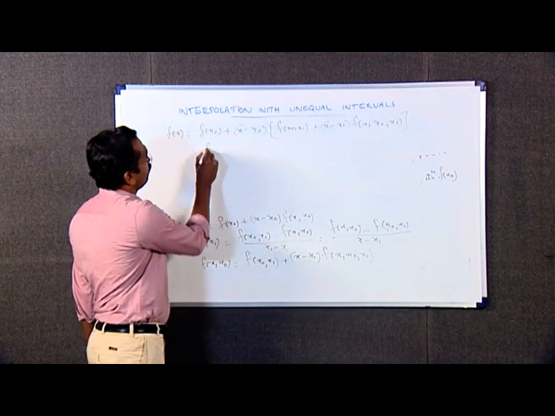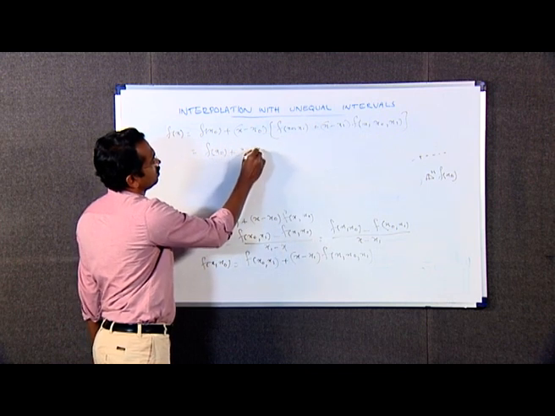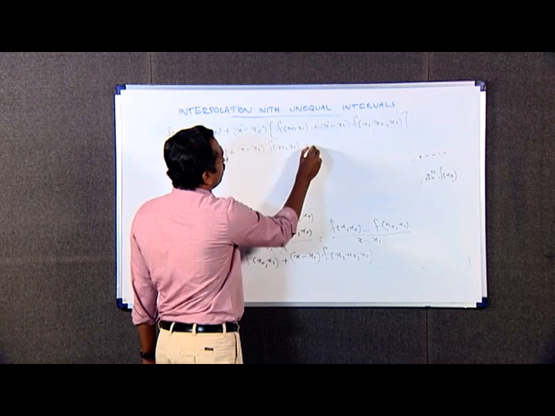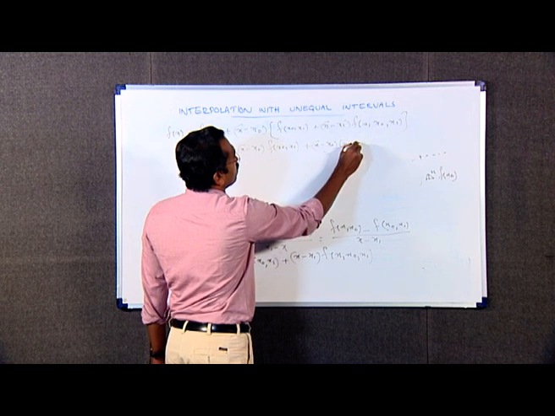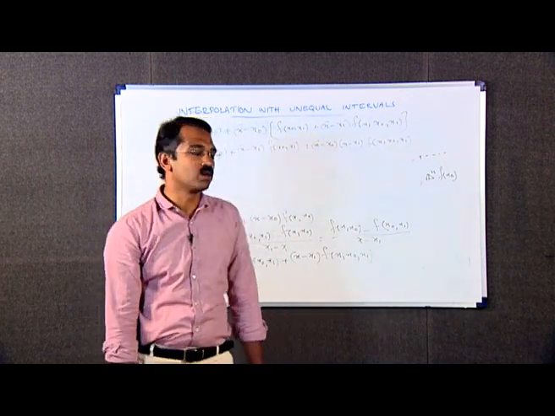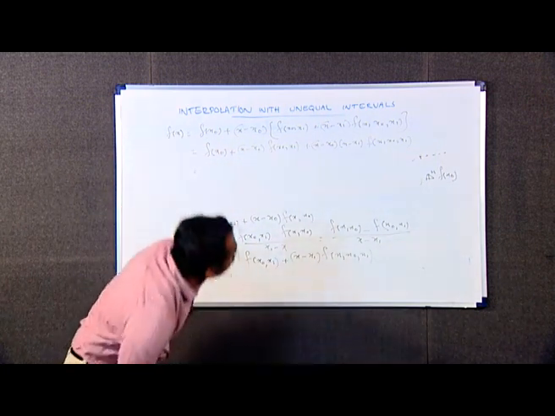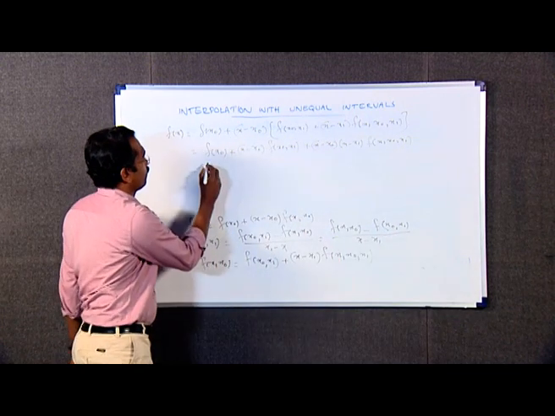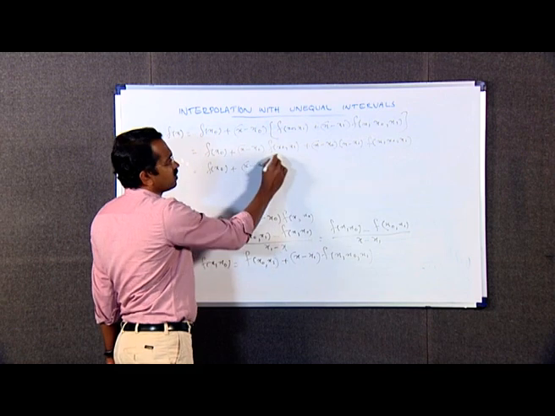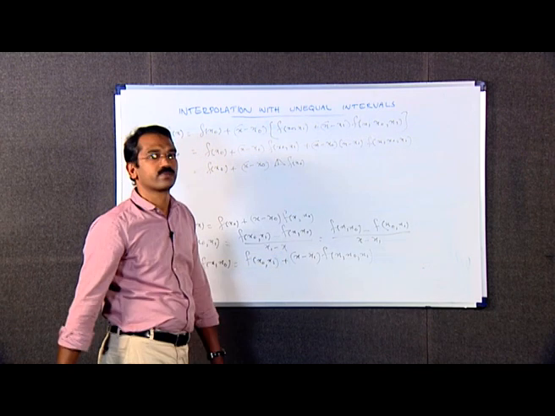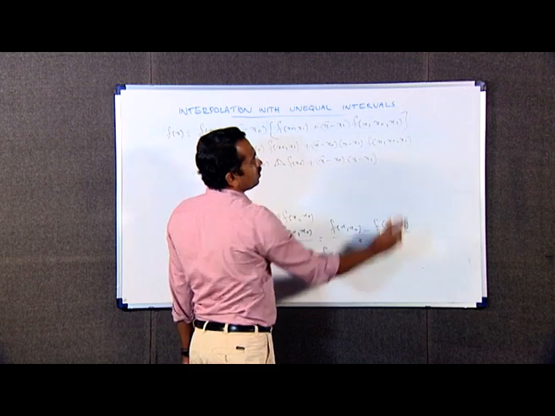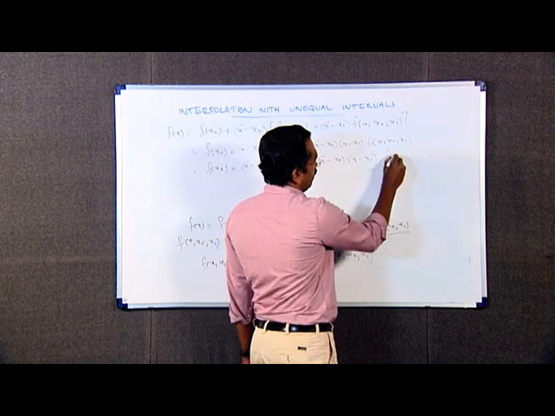which is equal to f(x0) plus (x minus x0) into f(x0, x1) plus (x minus x0) into (x minus x1) f(x, x0, x1), which is equal to f(x0) plus (x minus x0) into, this is divided delta f(x0), plus (x minus x0) into (x minus x1) into f(x, x0, x1).